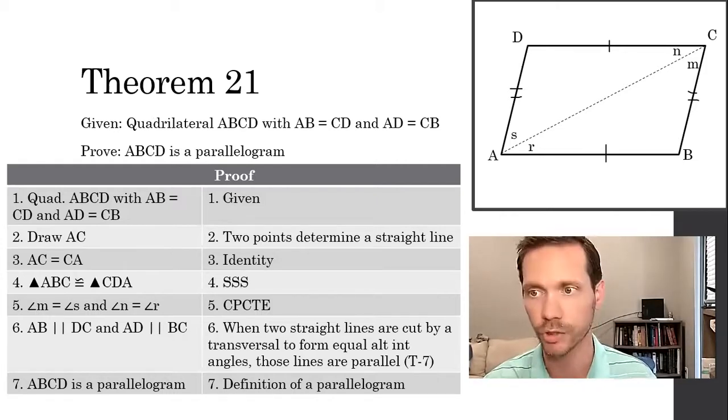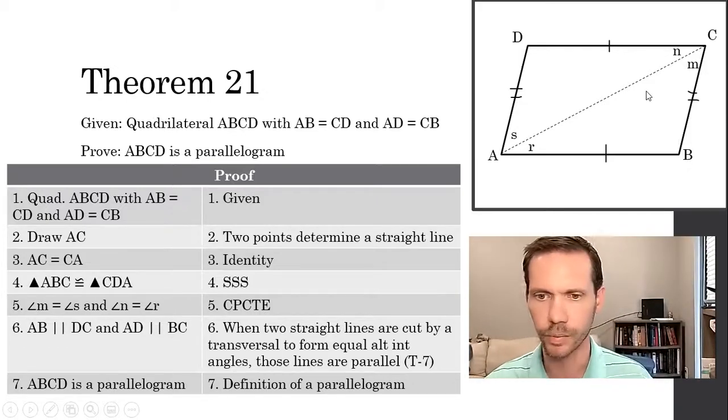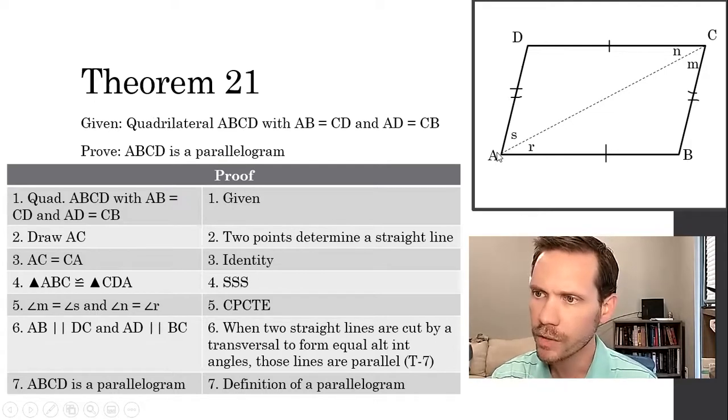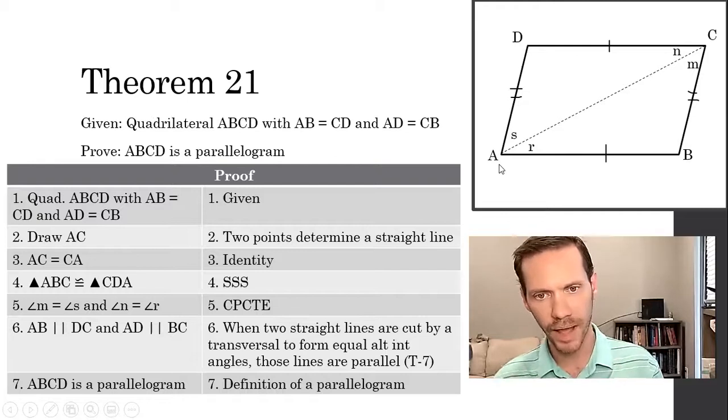Two points determine a straight line. Easy enough. Those are those early examples that should be in your book, right? Next, we have, how do we know then that AC equals CA? Now pause. Why are we going to show AC equals CA?